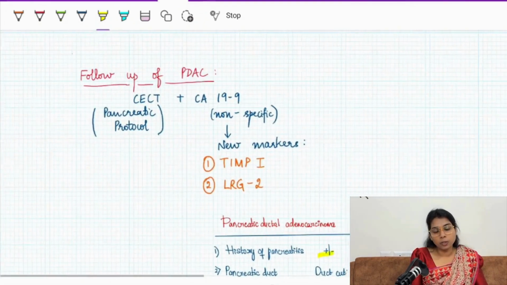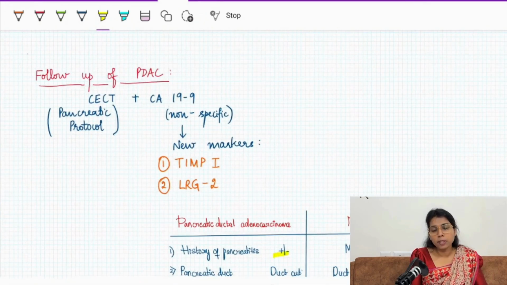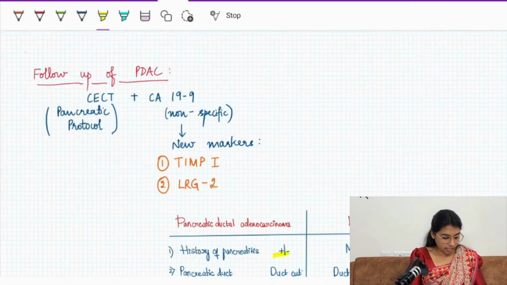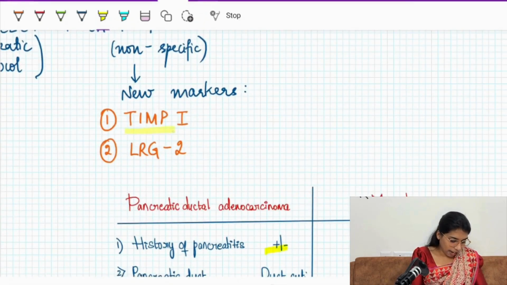that we have understood how to treat PDAC also, now the patient has to be on a follow-up to check for recurrence. For that, we do two things. One is the tumor marker, obviously, that is CA19-9. Along with it, a radiologist will do a continuous DPCT to look for a recurrence. Now, there are two new tumor markers, that is TIMP1 and LRG2.